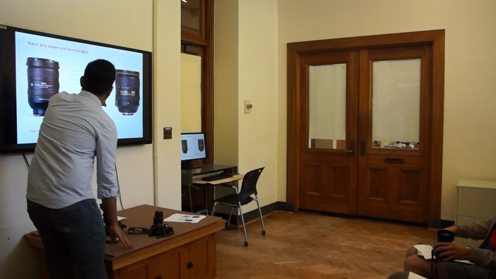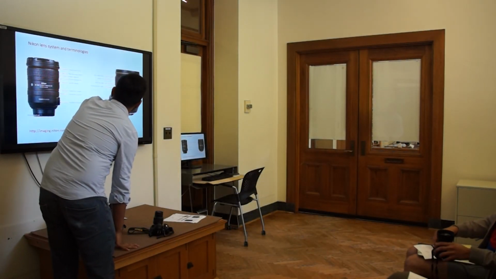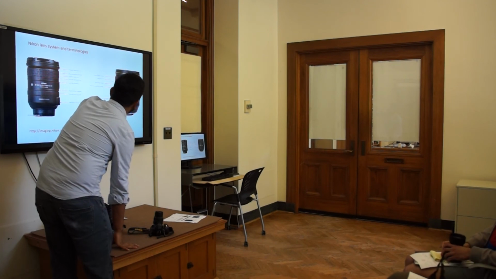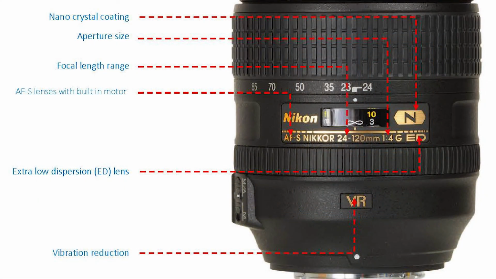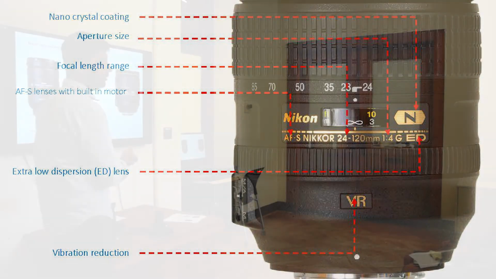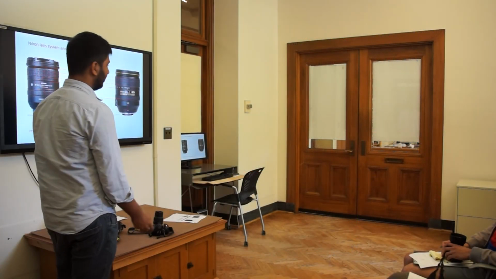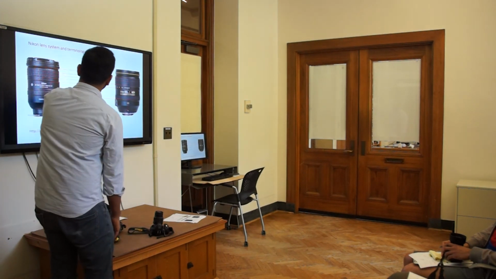And next to that is focal length range. It says 24-120. That's the focal length range. If it's a prime lens, then it will have single focal length. It will be fixed. Probably it will be 50 or 70, depending on the lens you have.